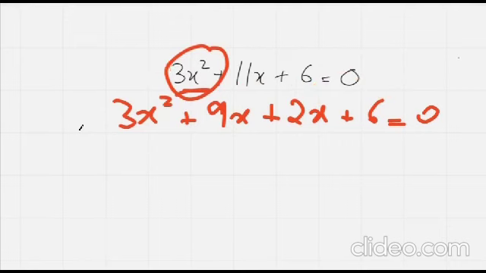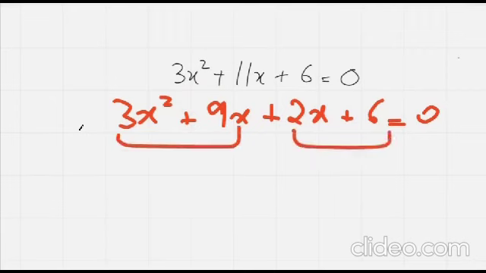This is middle term breaking. This is how we solve the quadratic equation using the middle term breaking. And now we're going to take common between 3x squared and 9x, and 2x and 6.